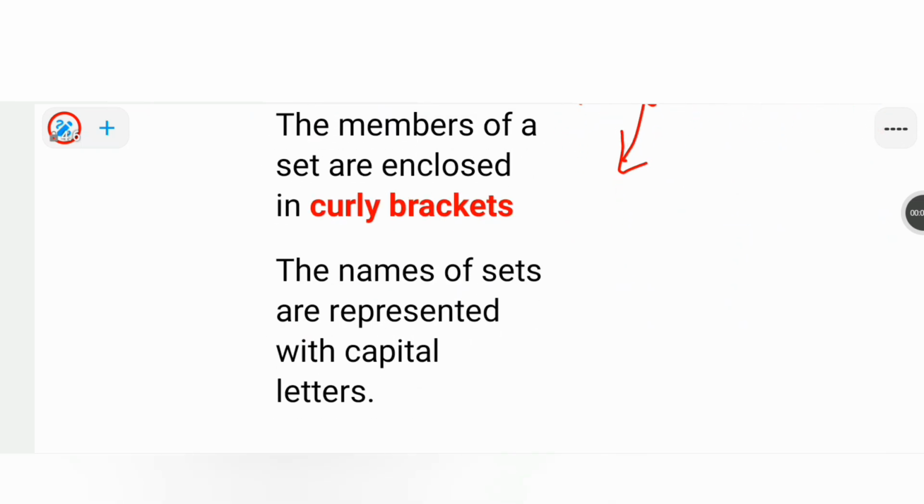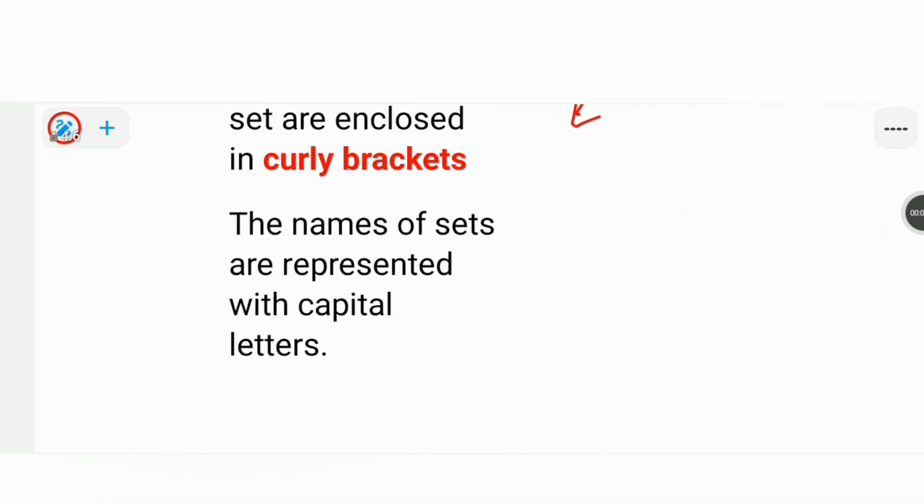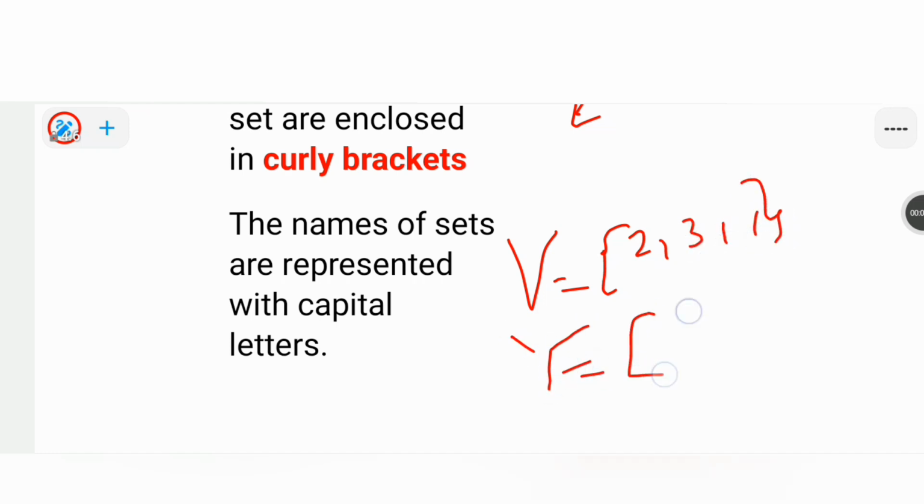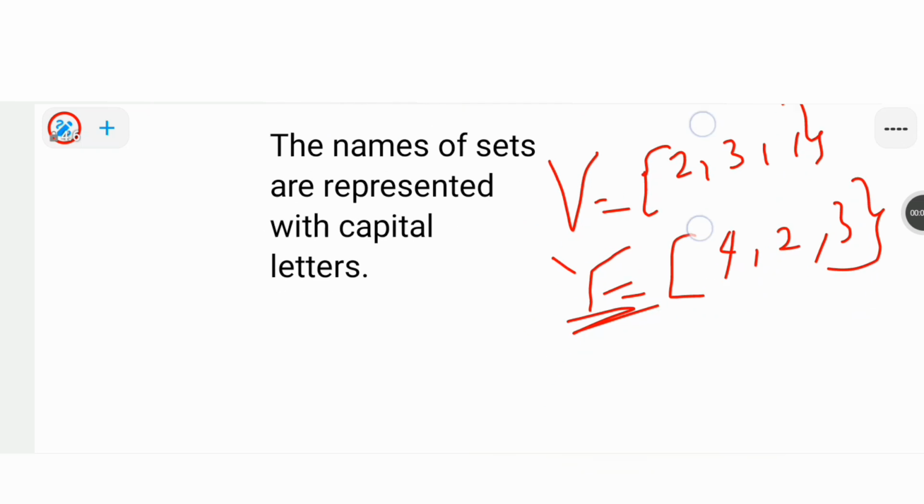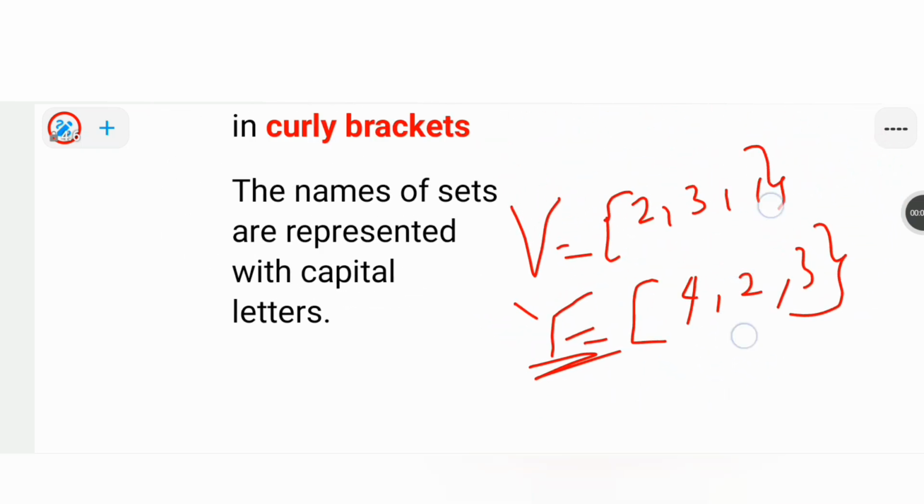Now, the names of a set are represented with capital letters. When you're representing a set, you don't write set A with a small letter, no. You start with a capital letter. Most of the time, that's the convention generally in mathematics. So V equals {2, 3, 1}, Y equals {4, 2, 3}, and so on. Use a capital letter to start the name of the set. Now that's just the introduction.